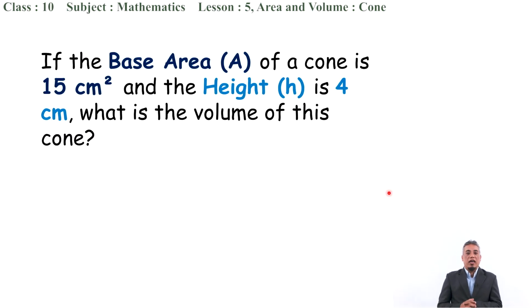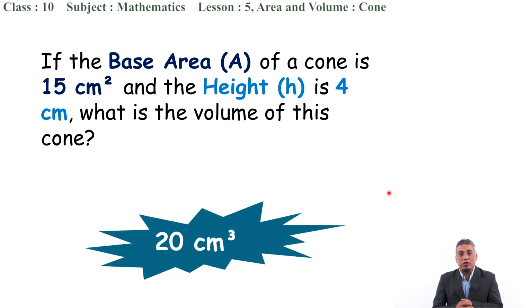If the base area A of a cone is 15 centimeters squared, the base area is given here, and the height h is 4 centimeters. Height is also given. So what is the volume of the cone? Just before we have discussed a formula which calculates volume out of base area and height. So yes, you are correct. Your answer is 20 centimeter cubes.